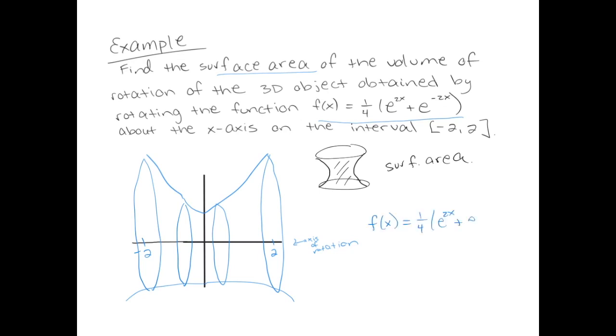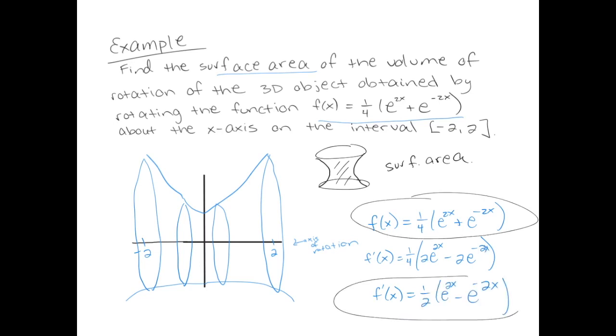Let's figure out what f prime is. I use the chain rule to take the derivative of these exponentials. Looks like I can factor out a 2, and then the 2 over 4 gives me a half. Oops, there's an x missing. Okay, so this is the f of x, and this is the f prime of x that we're going to use in the surface area formula.